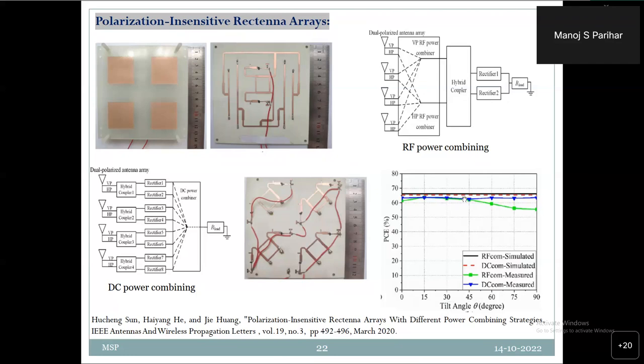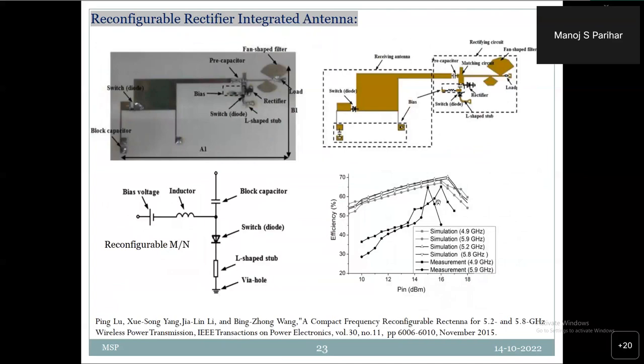Since your antenna is polarization insensitive, you can see the power conversion efficiency provided for the different polarization angles. Over the different angles, you are getting almost stable power conversion efficiency. It means your antenna is polarization insensitive, so we can design a polarization insensitive antenna. Maybe you can also think of a circularly polarized rectifier integrated antenna, which can harvest energy from a circularly polarized wave.